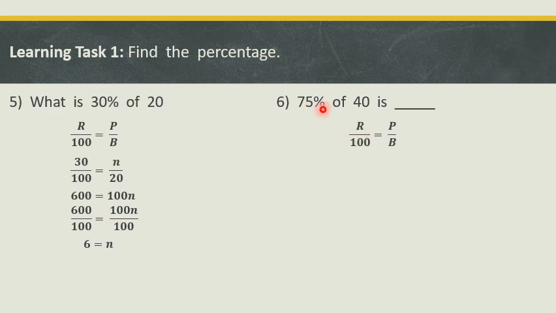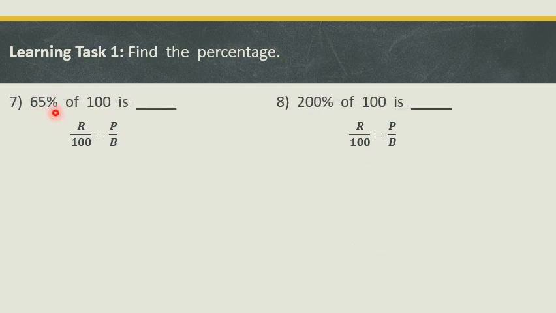Then, number 6, 75% of 40. 75% is our R, 40 is our base. So, magiging 75 over 100 equals N over 40. Then, cross multiply. 75 times 40 is 3,000. 100 times N is 100N. Then, divide both sides by 100. 3,000 divided by 100 is 30. 100 divided by 100 is 1, magtitira yung N. So, 75% of 40 is 30.